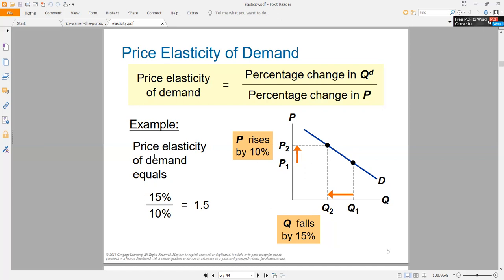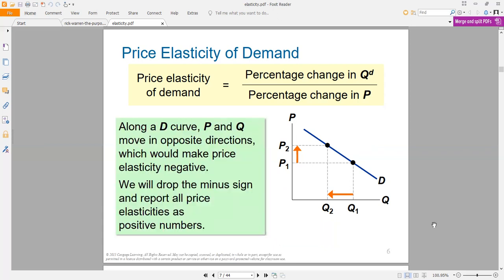Then, for you to get a price elasticity of demand, this will be the percentage change in quantity demanded, which is 15%, divided by the percentage change in price, which is 10%. So, we are having 1.5. Okay, so percentage change in quantity, which is 15%, over percentage change in price, which is 10%. So we have a price elasticity of demand of 1.5. So this is just an example of how to find the elasticity.